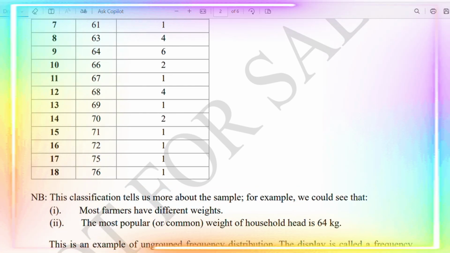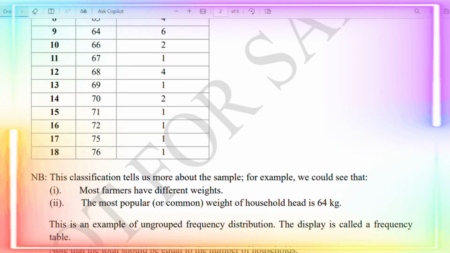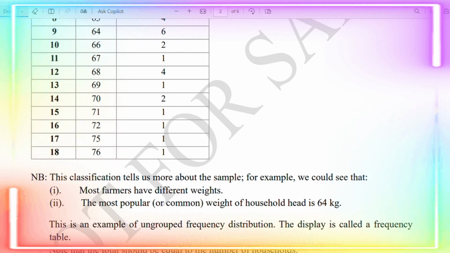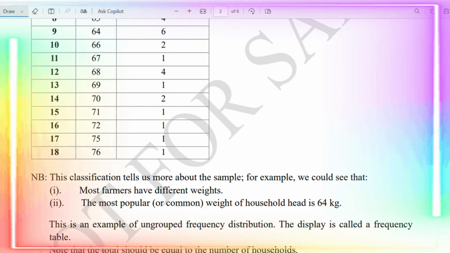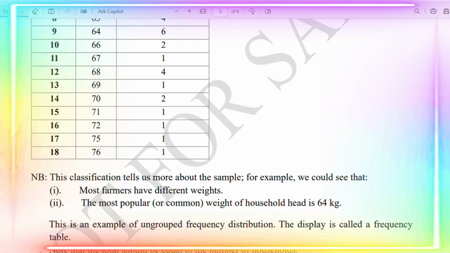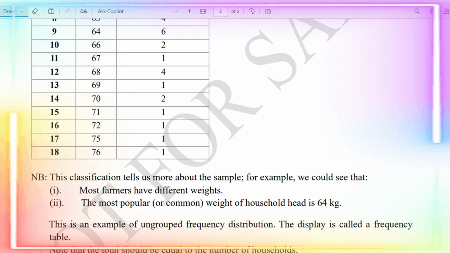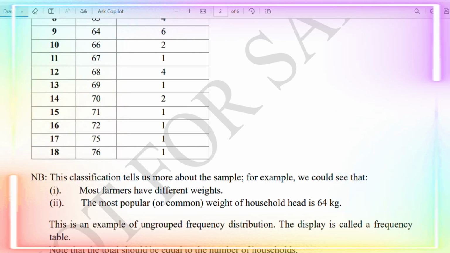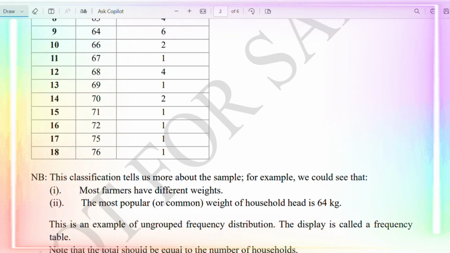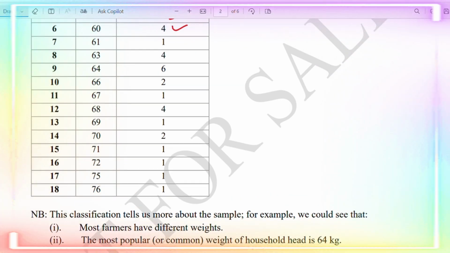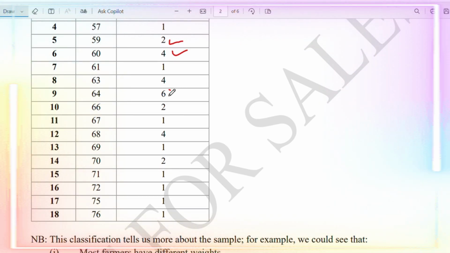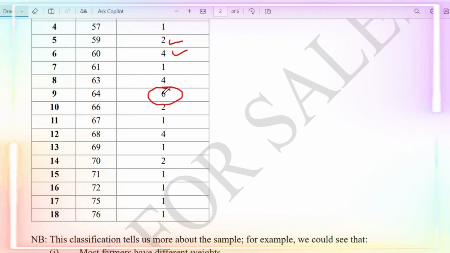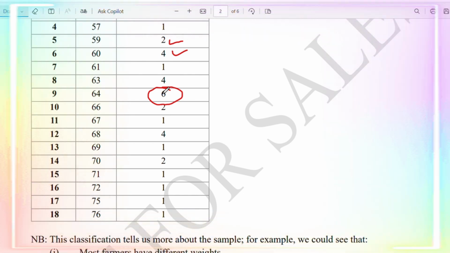Now note that this classification tells us more about the sample. For example, we could see that number one, most farmers have different weights, and not only that, the most popular or common weight of household head is 64. Now if you look at 64, we have 6 observations, 6 household heads have 64 kg.